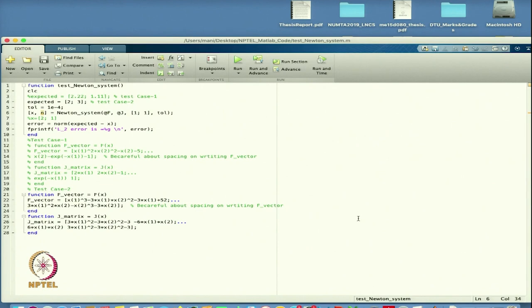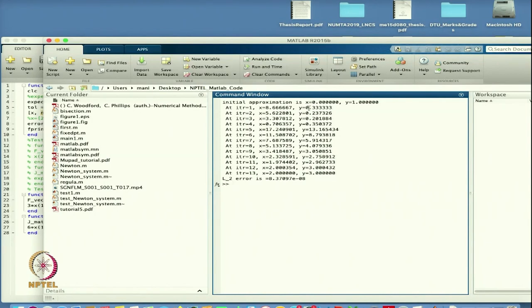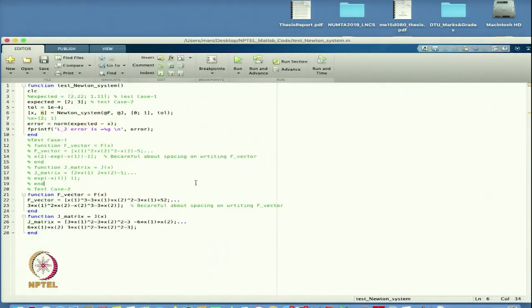So, maybe I can take some other condition, maybe I start with 0 and 1 and let us see whether we are heading toward the same root or a different root. From here you can see that we started with this one and in this case the iterations are larger, 13, but after the 13 iterations I am heading toward the root. So, this is the approximation of the root and the L2 error is 8 into 10 raised to power minus 8. So, that is the value of the root of the function f(z) equal to 0.